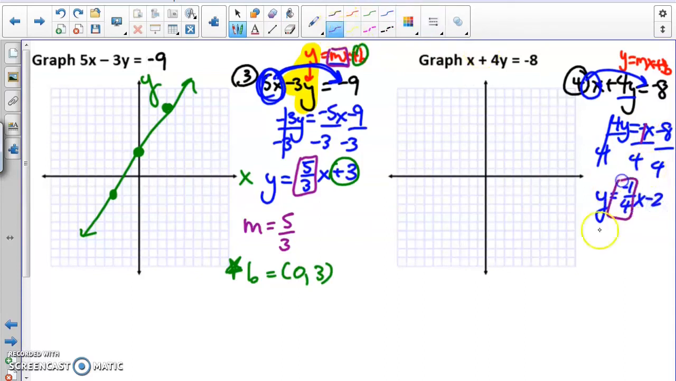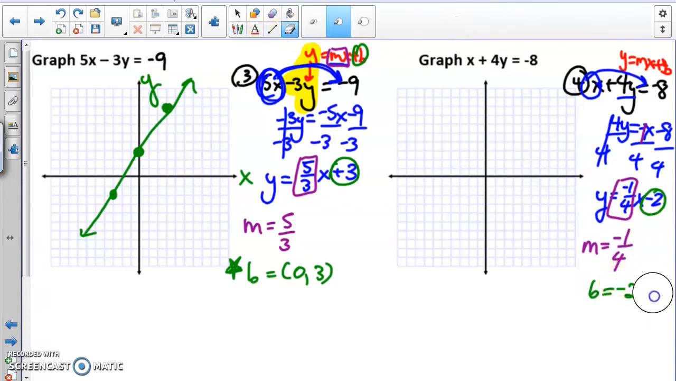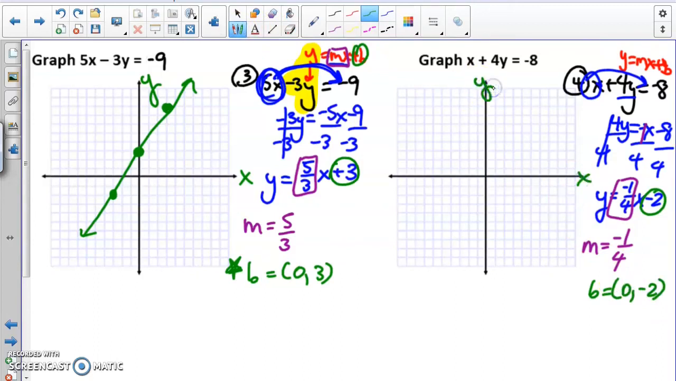Our m is going to be a negative 1/4 because it's the guy beside the x. And our b is going to be negative 2, so b equals negative 2. Oh, 0, negative 2. That was my fault. Got in a hurry there. b equals 0, negative 2. And now, make your x-axis, make your y-axis, and begin with b. So 0, negative 2 sends us to the origin, and then down 2.